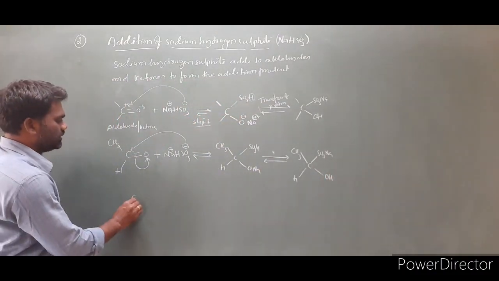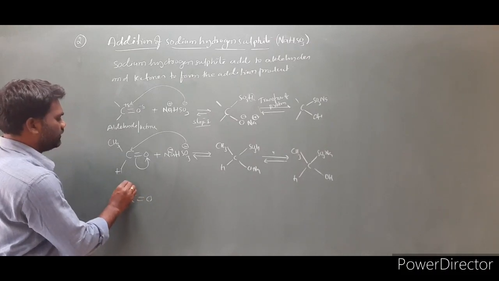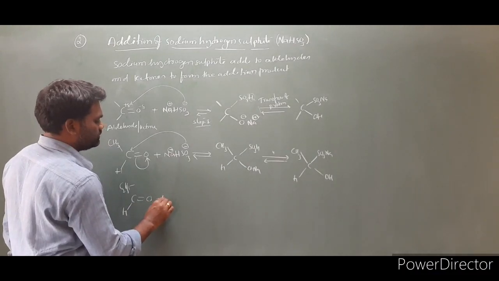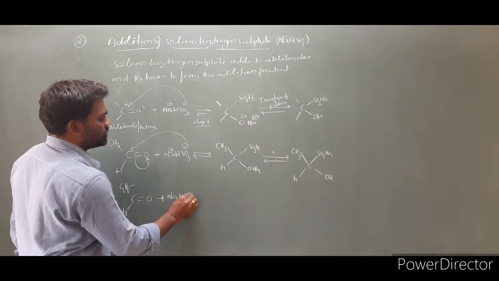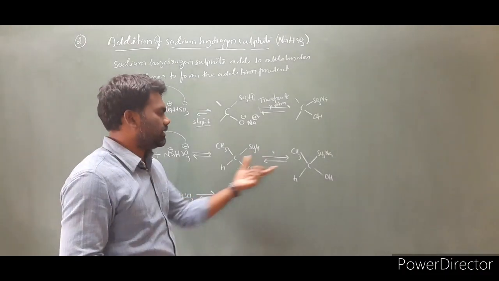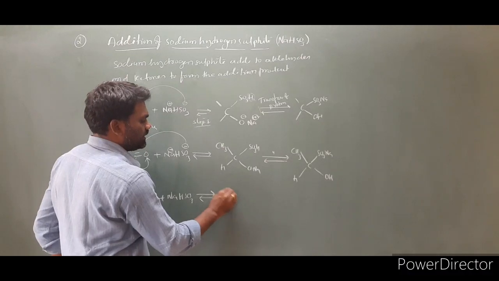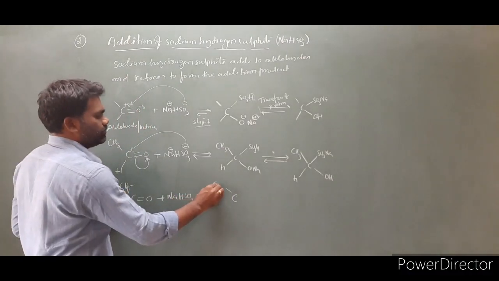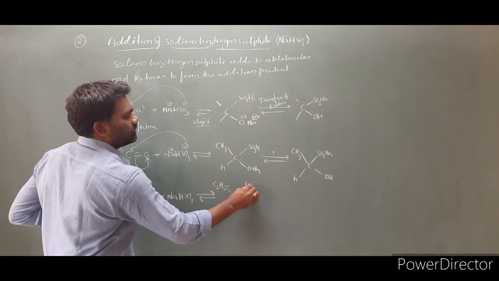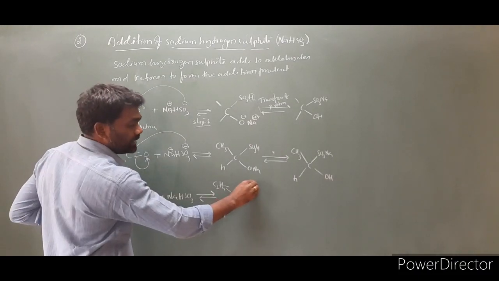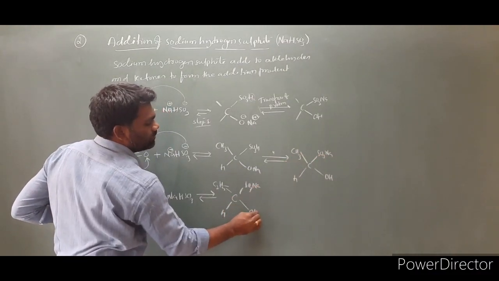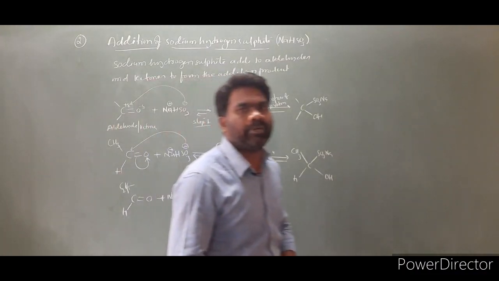Take one more example, aldehyde C double bond O, C2H5, H. I'm directly writing the product, plus NaHSO3. So directly I am writing the product instead of writing the intermediate. What is the product? C2H5, H, SO3Na. Final product I am writing SO3Na, then this will be OH. This is the final product formed in this reaction.